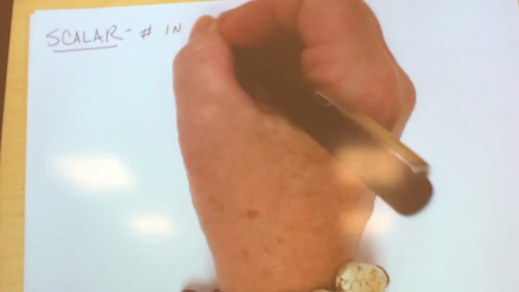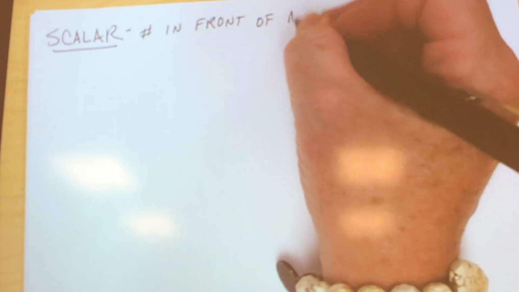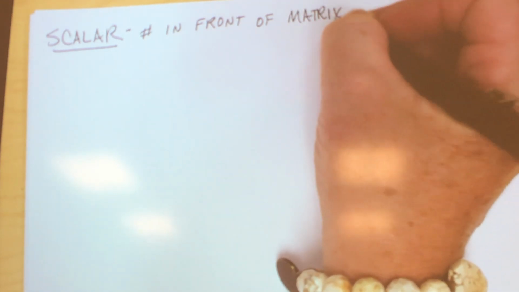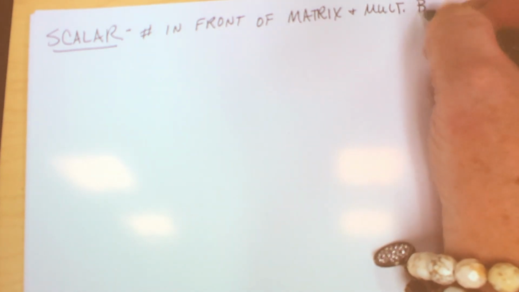All right, so here's the next thing. We've got another vocabulary word. It's called a scalar. Every time I write this word, I think it's wrong. It's a name of a dentist tool. Now that's an ER instead of an AR. All right, so a scalar is a number in front of a matrix and multiplied by the matrix.